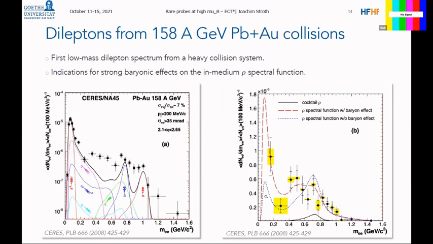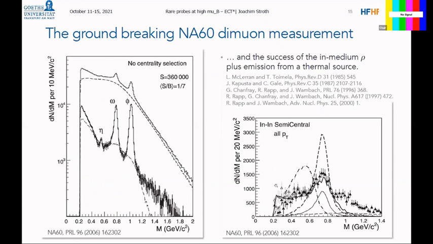And it could even be demonstrated that most likely you need to invoke this coupling to baryonic resonance in order to make the Rho sufficiently broad. That, however, later, of course, was much more emphasized with this fantastic result from the NA60 dimuon measurement with very good statistics for the first time, really very good statistics, good resolution. And I don't need to go to all the discussion again.